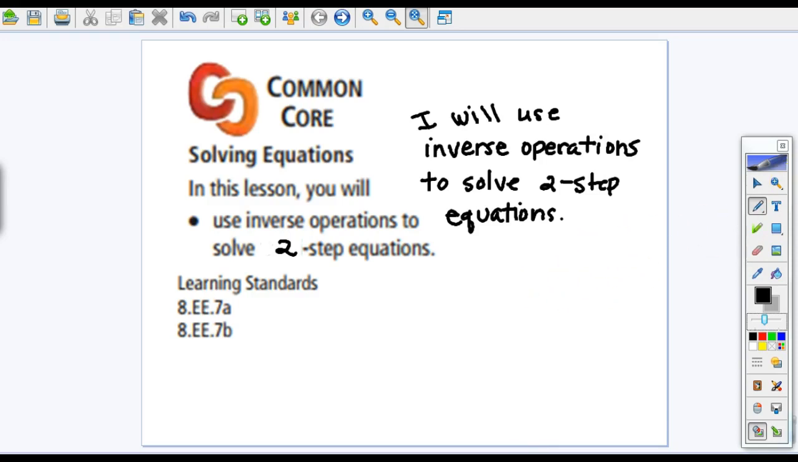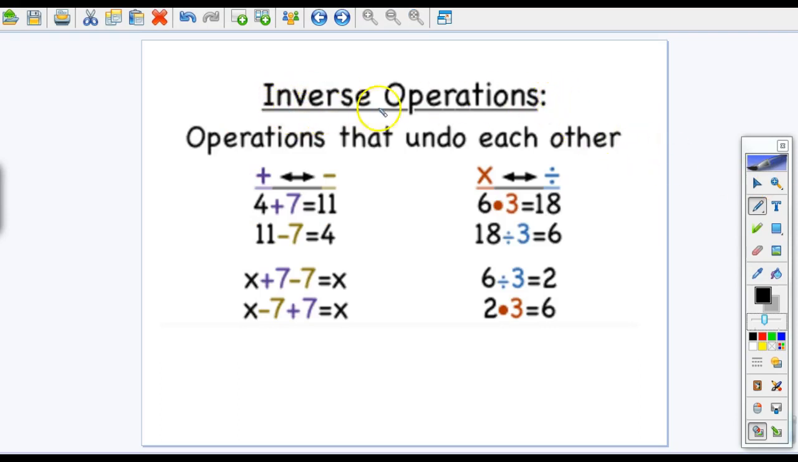Alright, next slide. We're going to be using inverse operations. An inverse operation is an operation that undoes another, okay? So the inverse of addition is subtraction. The inverse of multiplication is division. In this example, we have 4 plus 7, and when you add 4 and 7, you get 11. So the inverse is subtraction: starting with our answer, 11, subtracting 7, our answer is going to be 4, which is what we started with.